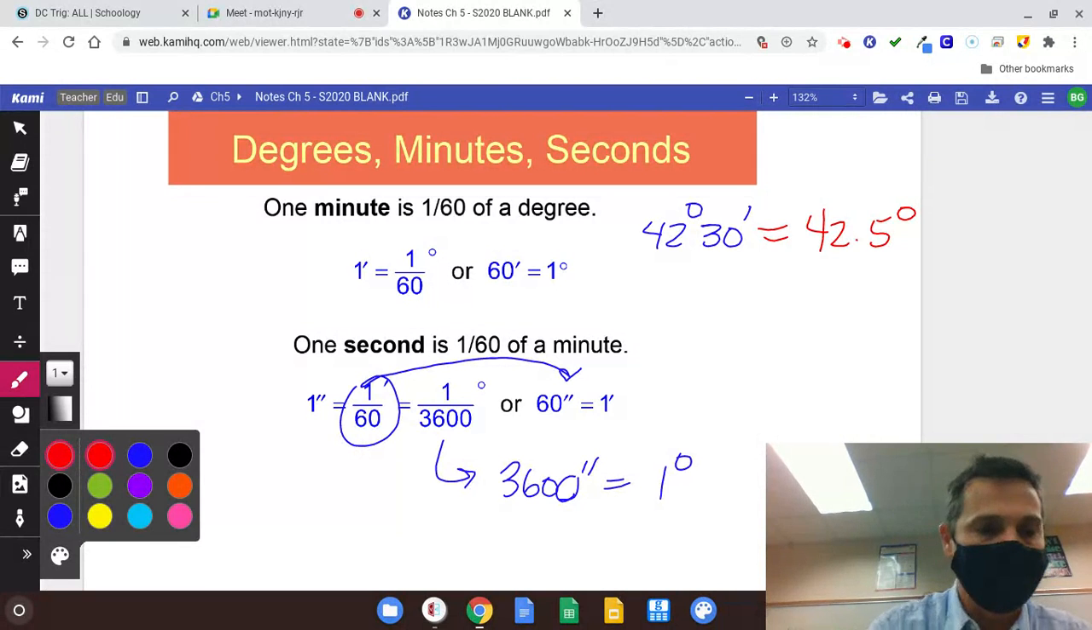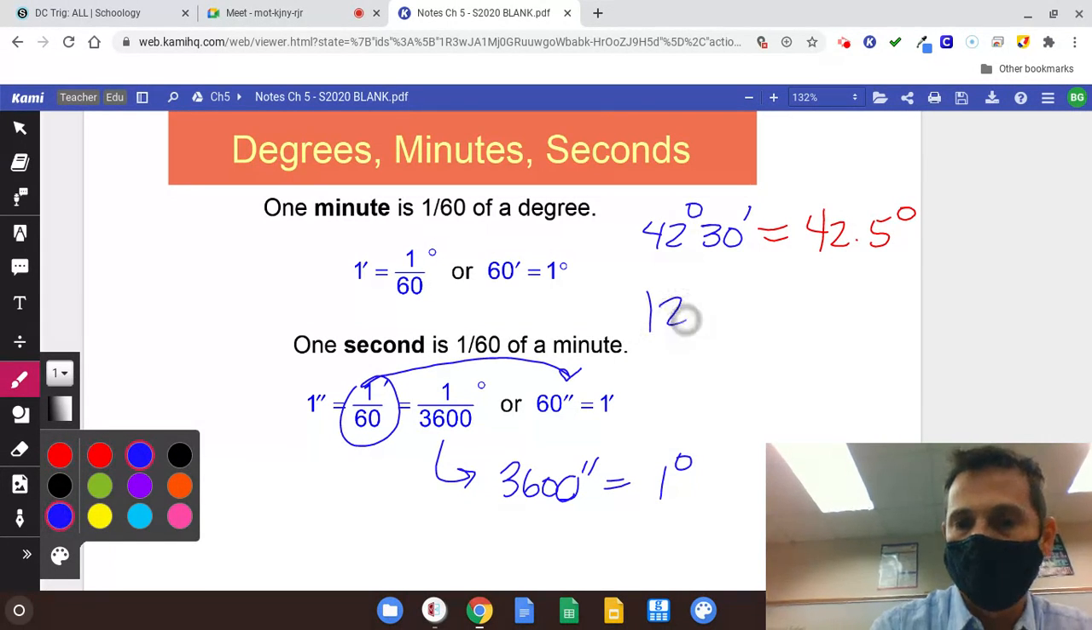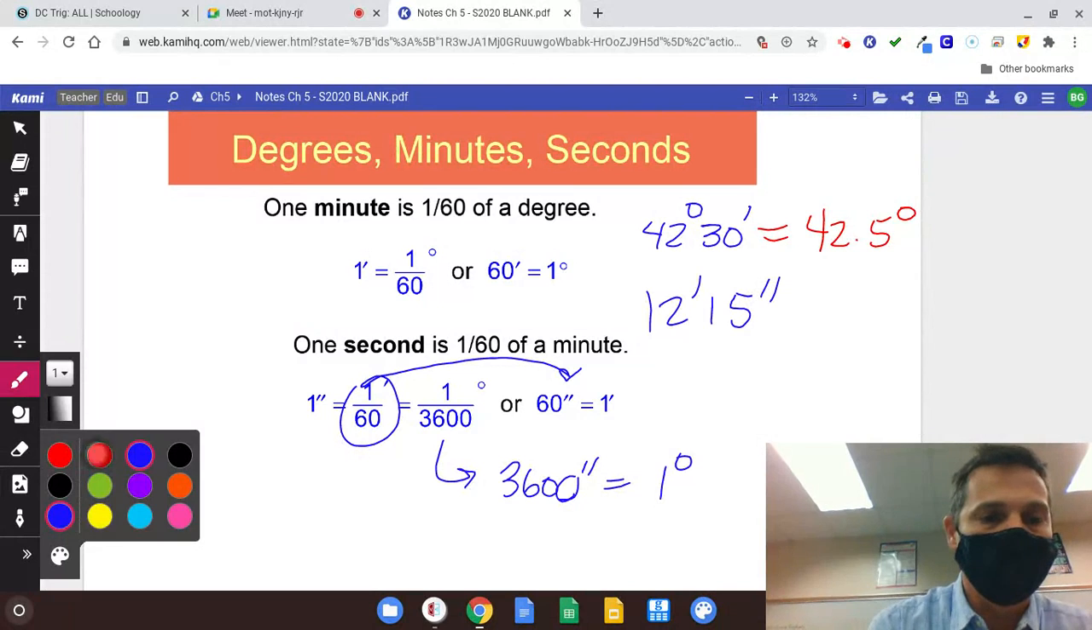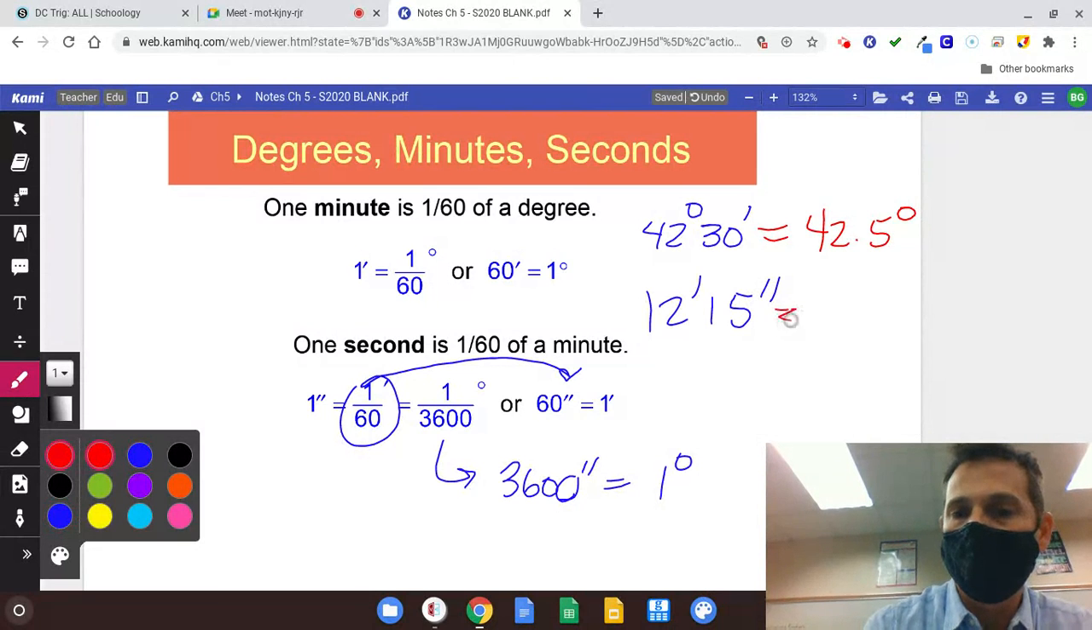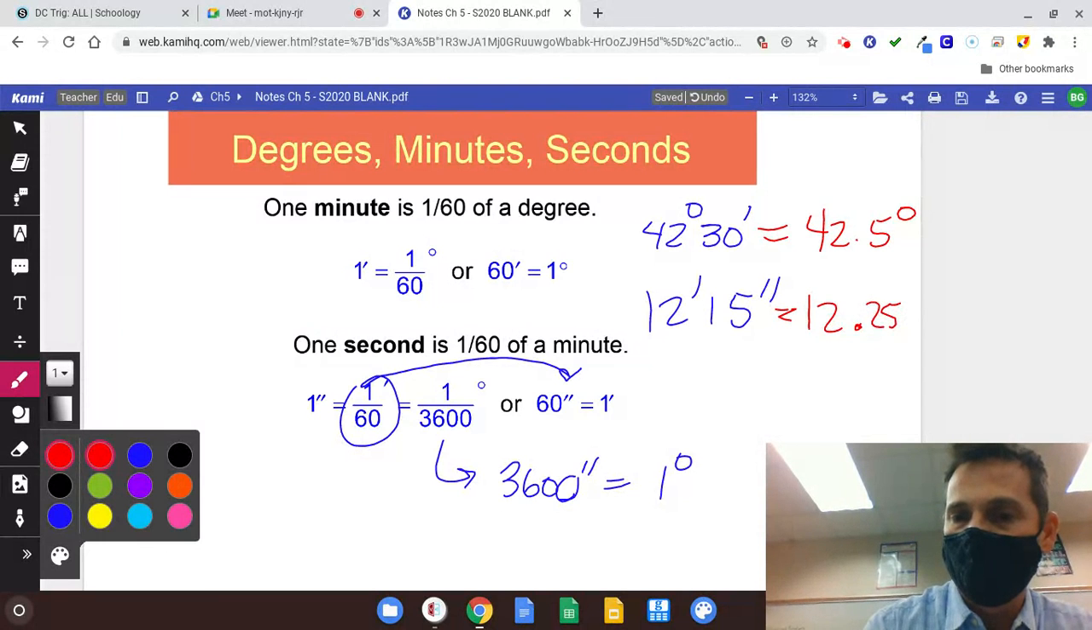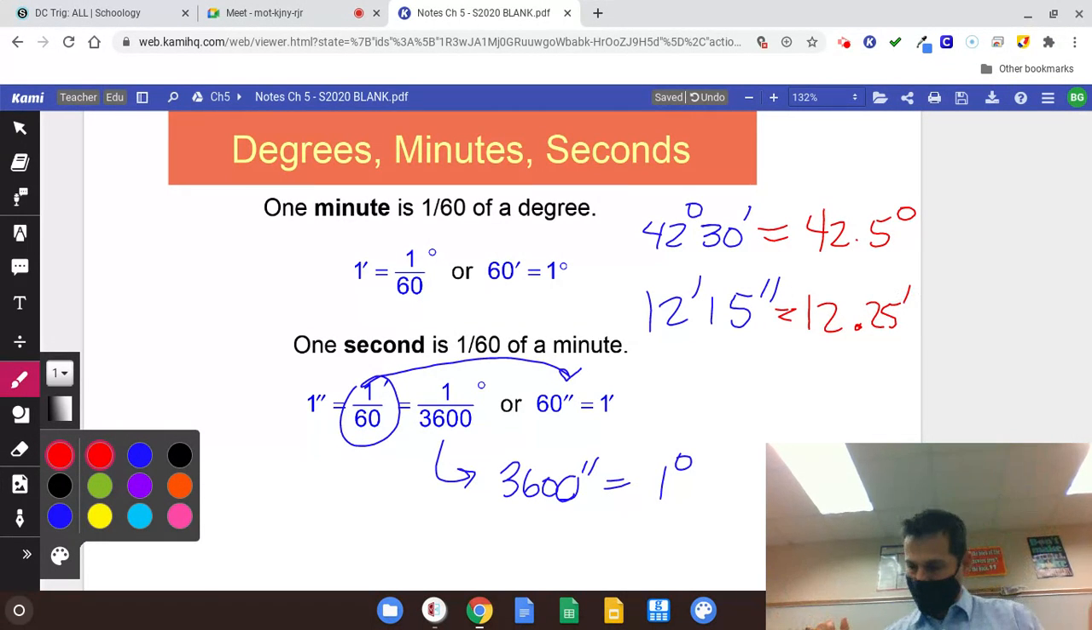So another example, if I said 12 minutes and 15 seconds, you could think about that as 12 point. Notice 15 seconds is 1/4 of a minute. So you could say 12.25 minutes. Okay, 12.25 minutes.